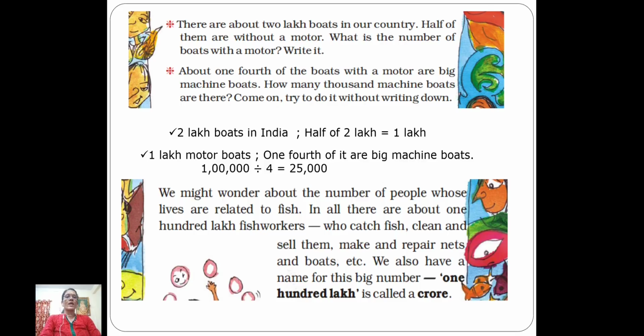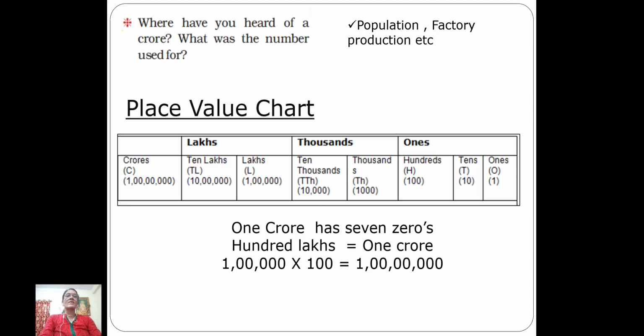Just write the 1. 1 ones are 1. 100 has 2 zeros. Lakh has 5 zeros. Add them. How many zeros? Any guesses? Yes, 7 zeros. That is 1 crore. So 1 crore has 7 zeros.